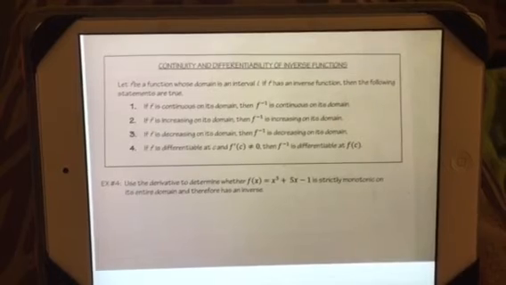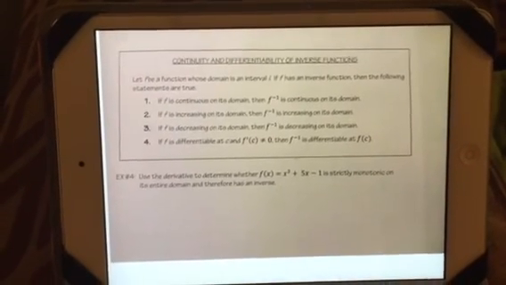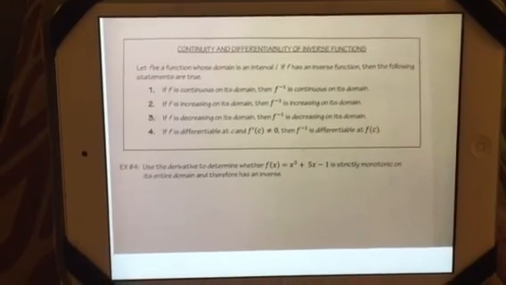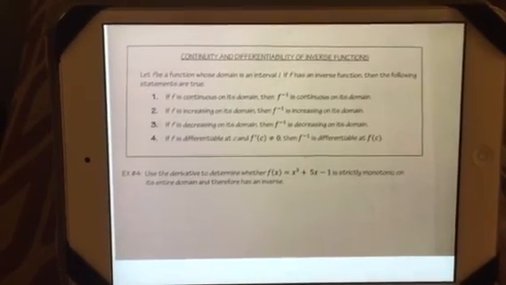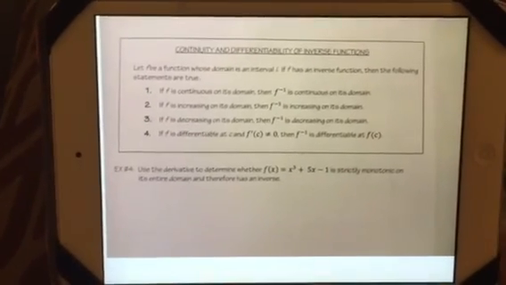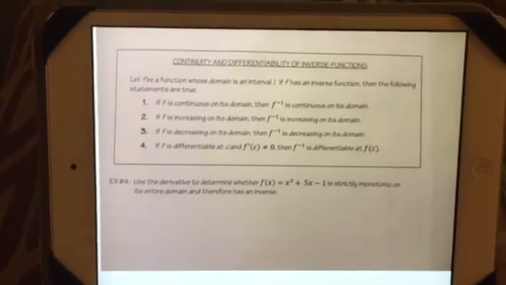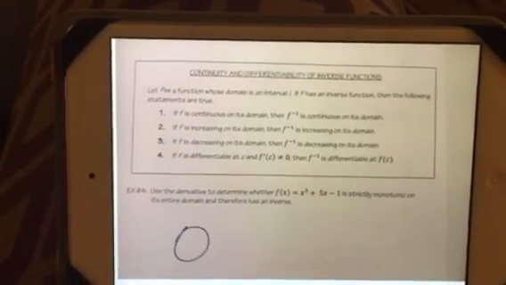This next section is talking about the continuity and differentiability of inverse functions. We're not really going to go through this one because it's simply stating the obvious. If a function is continuous on its domain, then its inverse will also be continuous. And the same thing goes for increasing, decreasing, and for differentiability. So we're going to skip this example, so you can skip it as well.